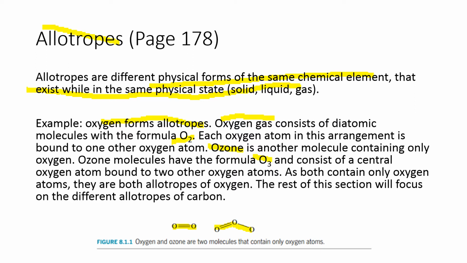So they are of the same chemical element, but they exist as different physical forms. Same physical state, same chemical element, but different physical forms. An example here would be oxygen. It exists as oxygen gas and ozone. Both of these contain only oxygen atoms, which is why they are known as allotropes. An allotrope has to be of the same element. So in this case, oxygen exists as oxygen gas and ozone. Both of them consist of oxygen atoms only.